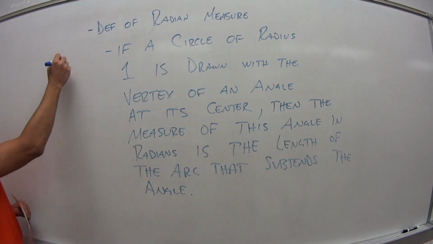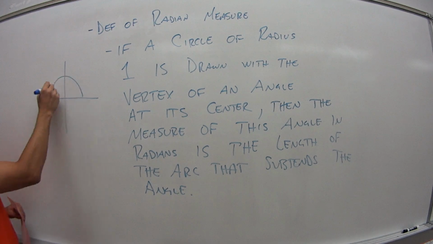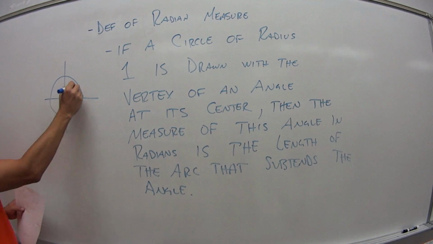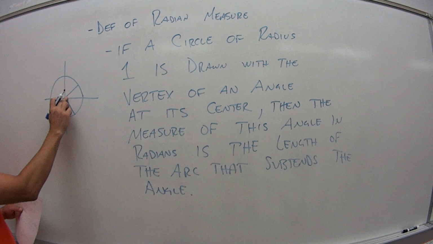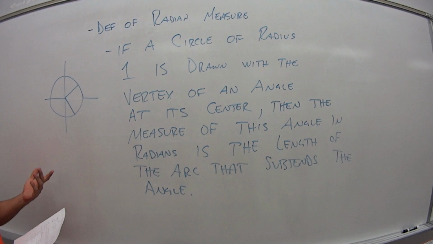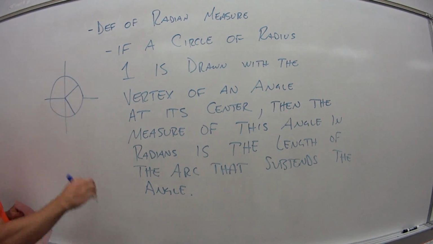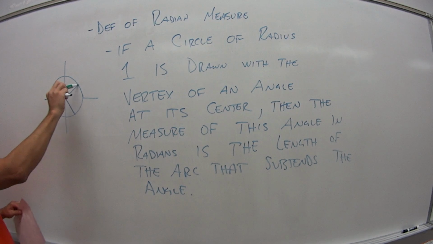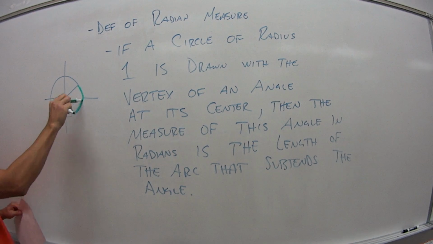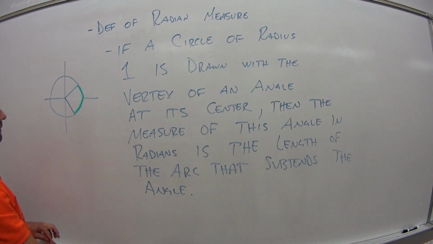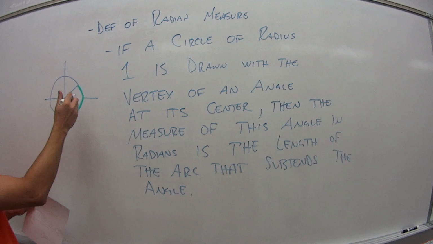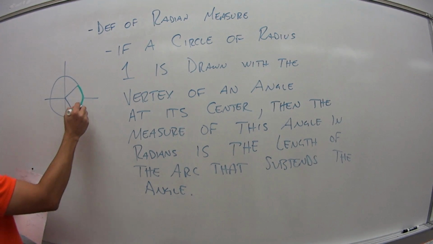So if we have this unit circle, so a circle of radius 1, and we have some angle formed, instead of talking about the degrees like we used to in the past, we're talking about radians. And so what radians does is it's the length, this green portion here, hopefully you can tell the difference. It's the length of this green portion in radians, and that's what we're talking about of a radian measure.